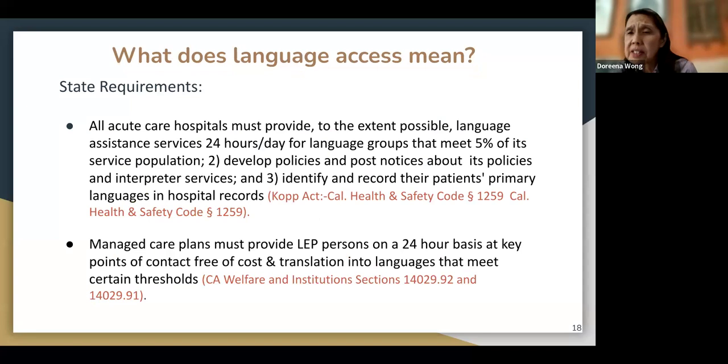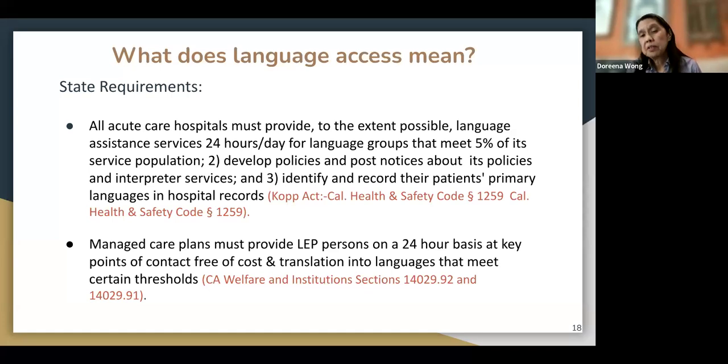If we look at other state requirements, there's the COP Act that requires all acute care hospitals to provide language assistance services 24 hours a day for language groups that meet 5% of their service population.